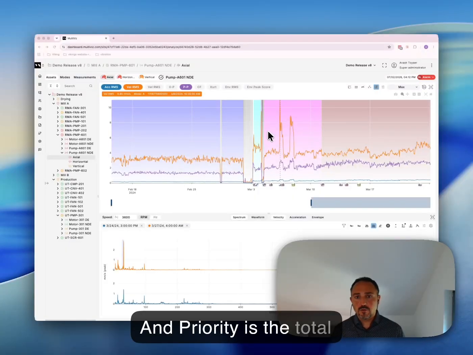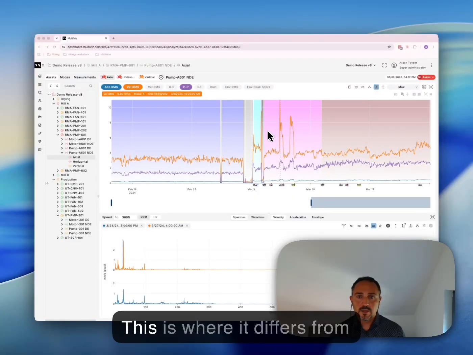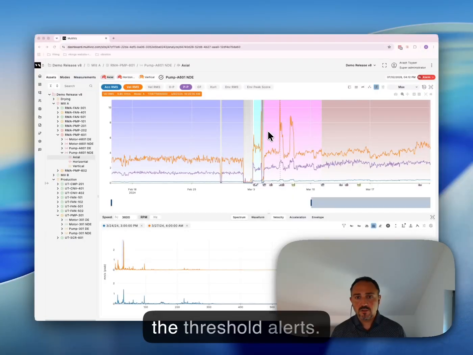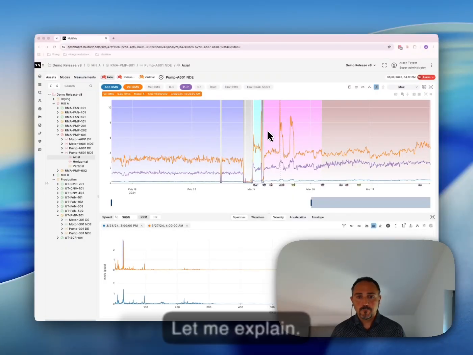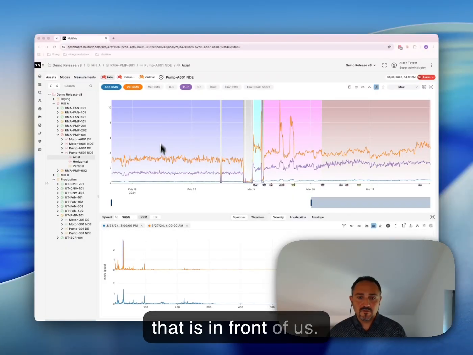And priority is the total score that MultiViz assigns to an axis of a sensor. This is where it differs from the threshold alerts. Let me explain. Let us look at an example that is in front of us.